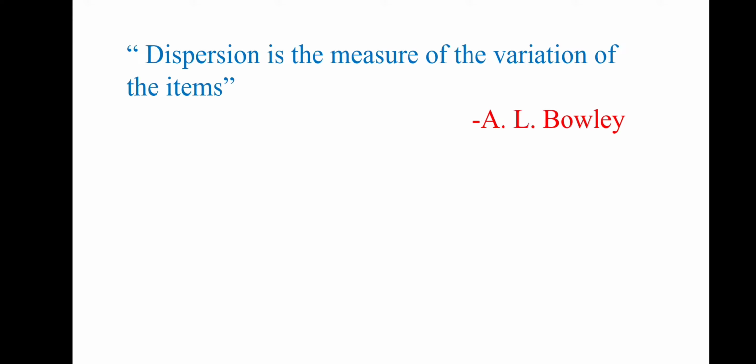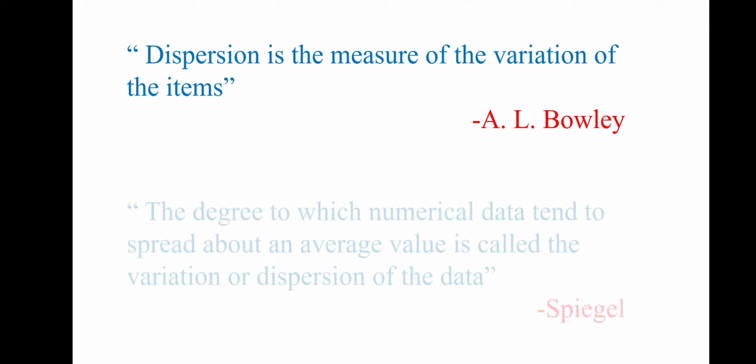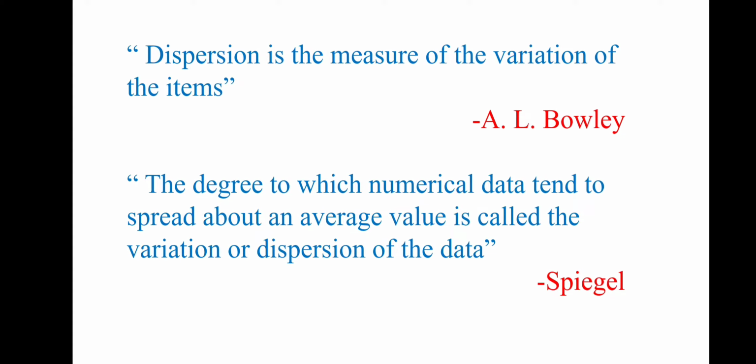Dispersion in a simple way: Professor A.L. Bowley has defined dispersion as the measure of the variation of the items. What does it say? Dispersion is the measure of the variation of the items. Then Spiegel defined it: the degree to which numerical data tend to spread about an average value is called the variation. What does it say? Numerical data tend to spread. How far it is spreading from the group.